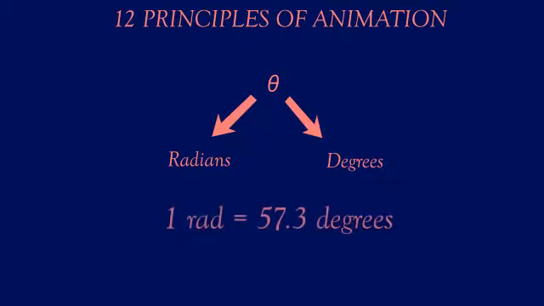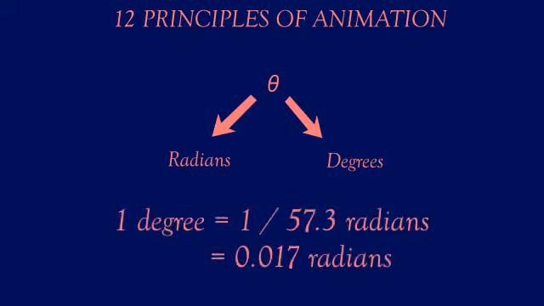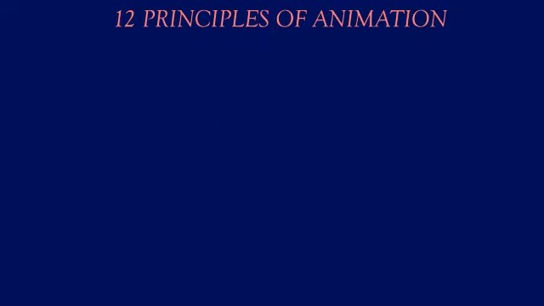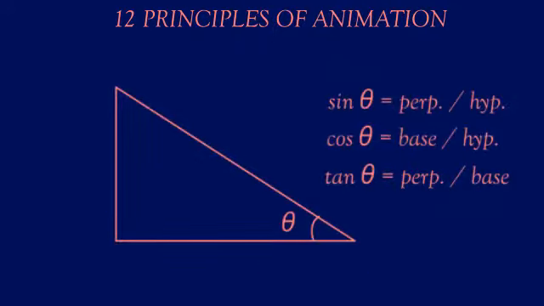For example, 1 radian is approximately equal to 57.3 degrees. Or you can reverse it, say 1 degree is equal to 1 divided by 57.3 radians. The answer is 0.017 radians. Trigonometries can also be applied, such as sine, cosine, and tan theta, shown in the right-angled triangle.